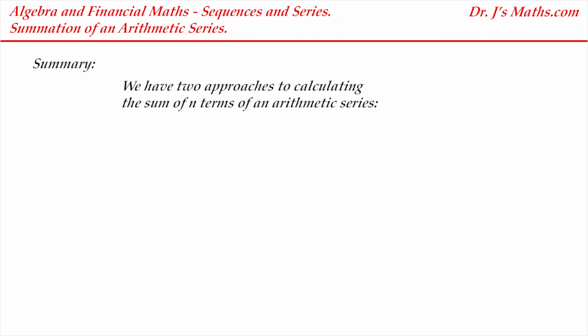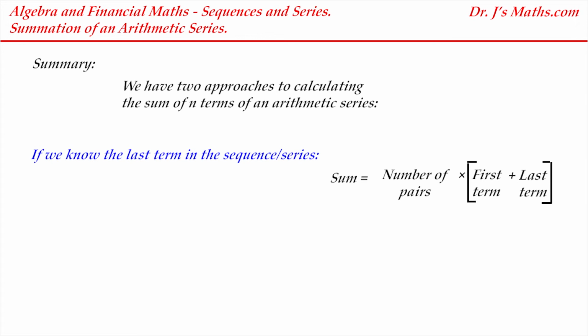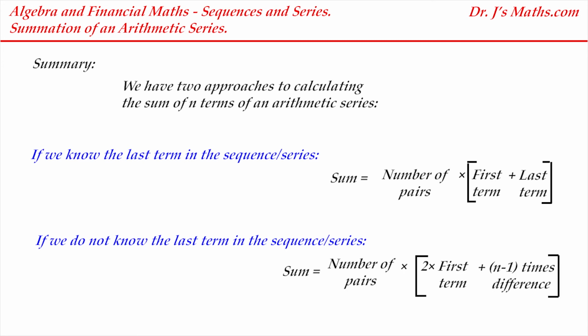In summary, we have 2 approaches to calculating the sum of n terms of an arithmetic series or sequence. Always ask yourself the question, do we know the last term in the sequence or series? If we do know the last term, then we can use the sum is equal to the number of pairs times the first term plus the last term. If we do not know the last term in the sequence or series, then we use the alternative version, number of pairs times 2 times the first term plus n minus 1 times the difference. So you've got to be able to ask yourself that question.